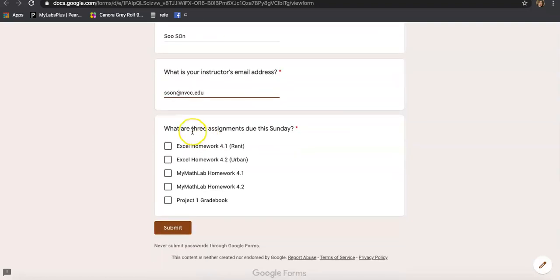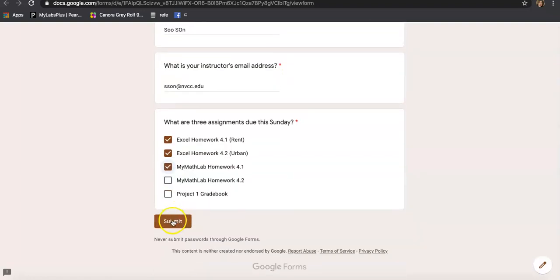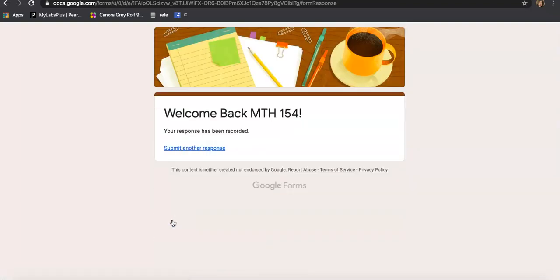And what are the 3 assignments due this Sunday? You need to do Excel homework 4.1 Rent, 4.2 Urban, and My Math Lab homework 4.1. Now, Excel 4.2 and Project 1 Gradebook are due next week. After submitting that quick survey, that's how I will know that you are back from your spring break, ready to learn Math 154 online.